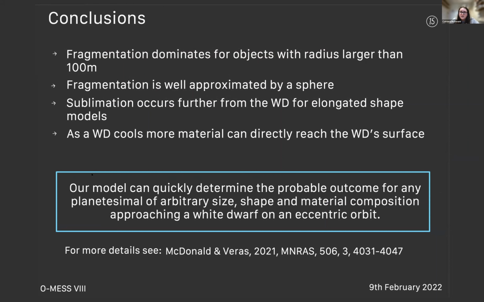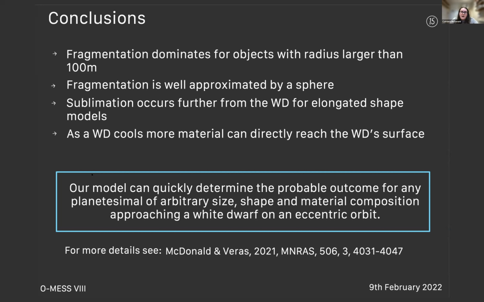Whereas for sublimation, there's quite a large effect that the shape model has. So the more elongated your asteroid is, the more likely it is to sublimate further away from the white dwarf. And as the white dwarf cools down, you get less sublimation, so you end up with more material being able to directly reach the white dwarf surface without undergoing further disruption through tidal effects.